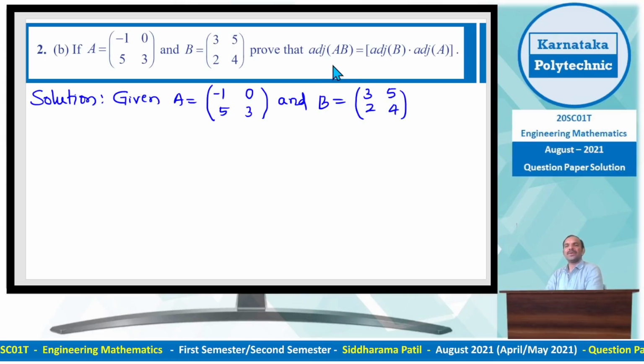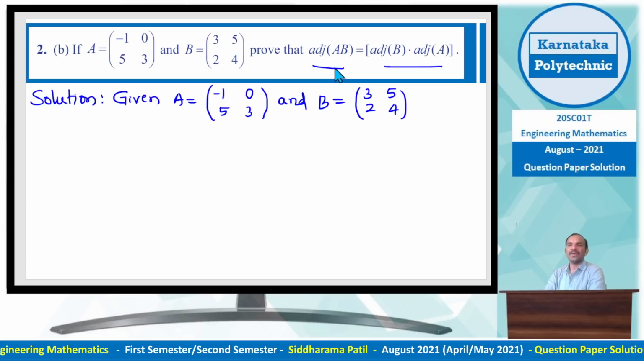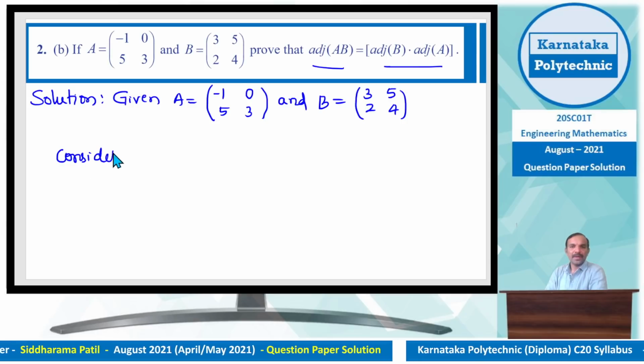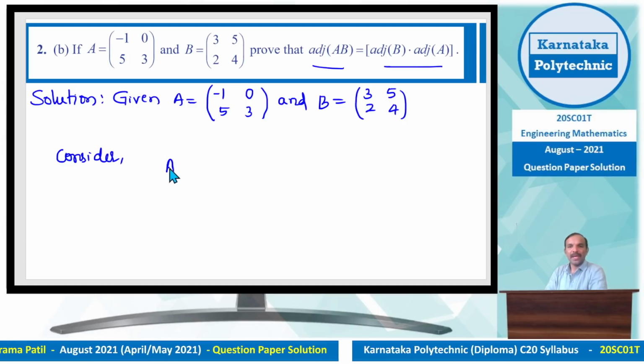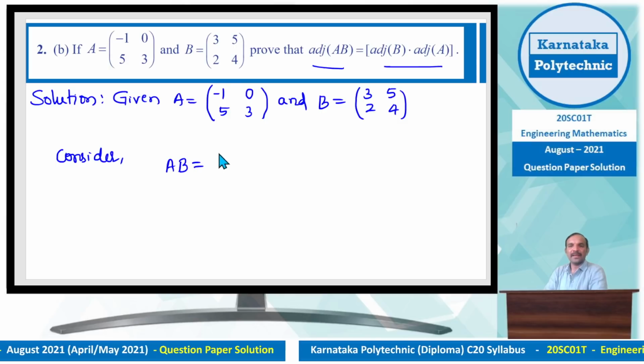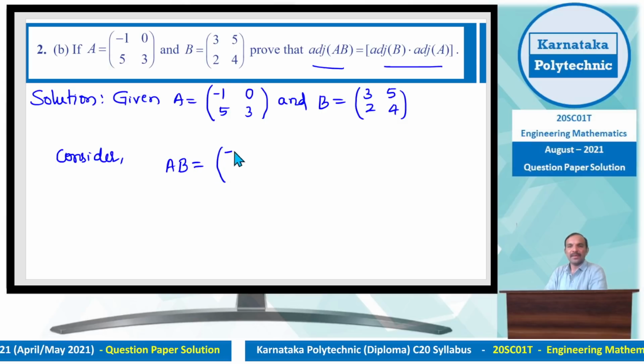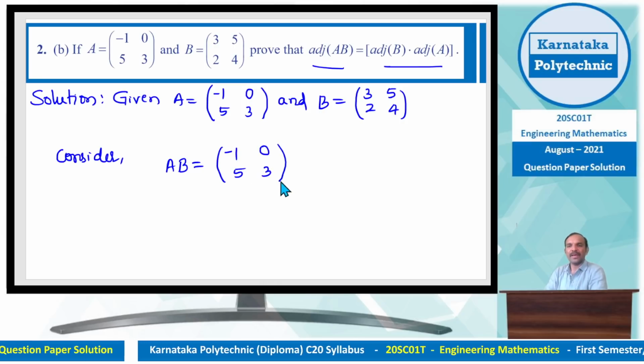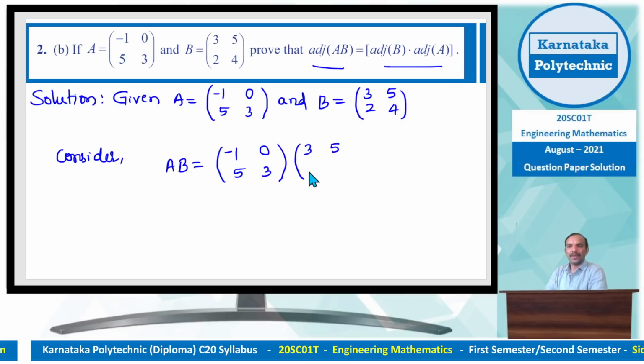Now, first you have to find out the left hand side, then the right hand side. For this, first you have to find out AB, then its adjoint, that is adjoint of AB, and adjoint of B into adjoint of A. First find out AB. Consider AB equal to matrix A, which is minus 1, 0, 5, 3, into B, which is 3, 5, 2, 4.